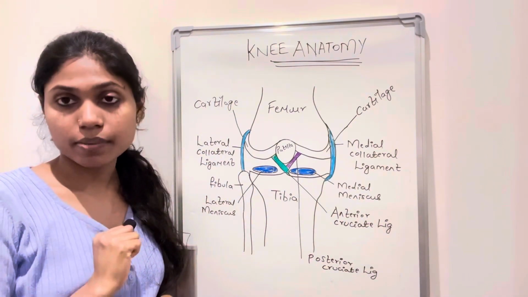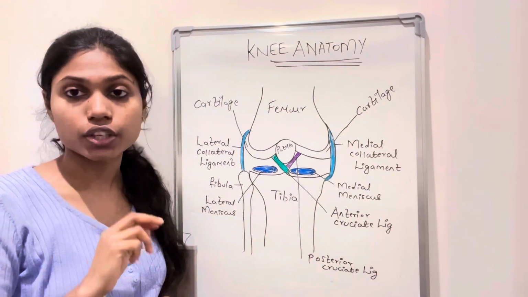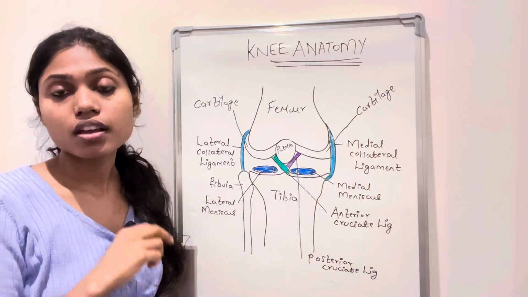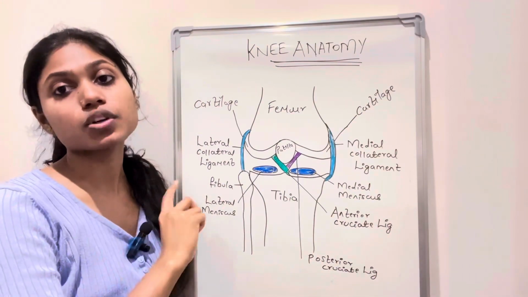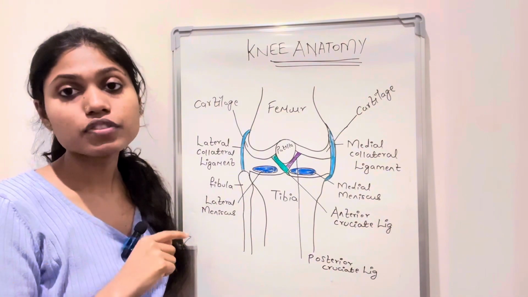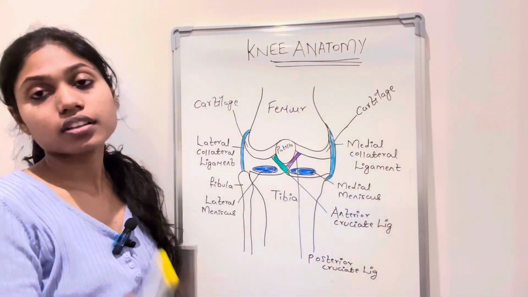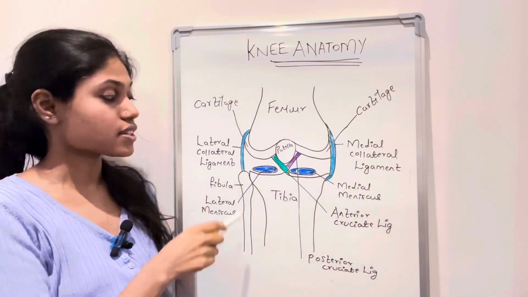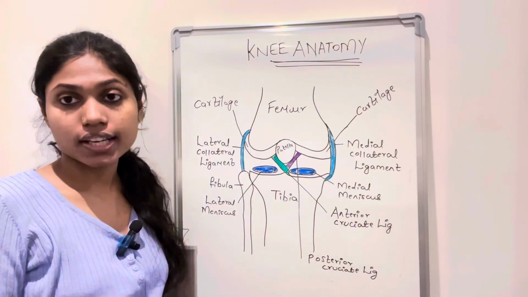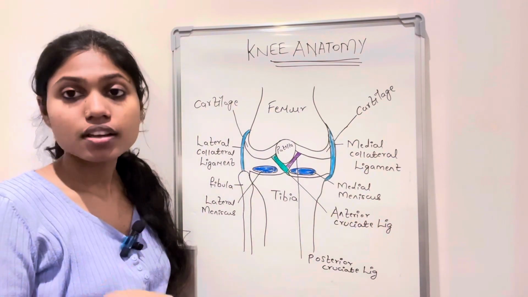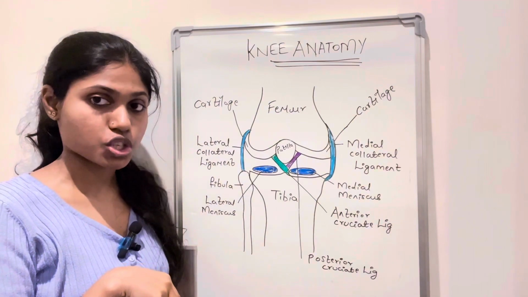Namely, there are 4 ligaments which are present in your knee joint, which is 2 collateral ligaments and 2 cruciate ligaments. Now in 2 collateral ligaments, again it depends upon in which part they are present. So the one which is present medially is your medial collateral ligament. The one which is present laterally is your lateral collateral ligament. Similarly, in cruciate ligaments also, you have 2 ligaments. So that is your anterior cruciate ligament, and one is the posterior cruciate ligament.